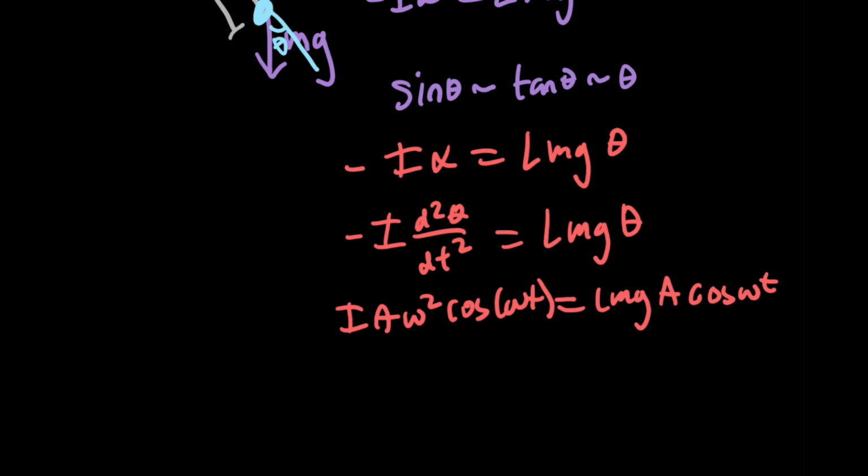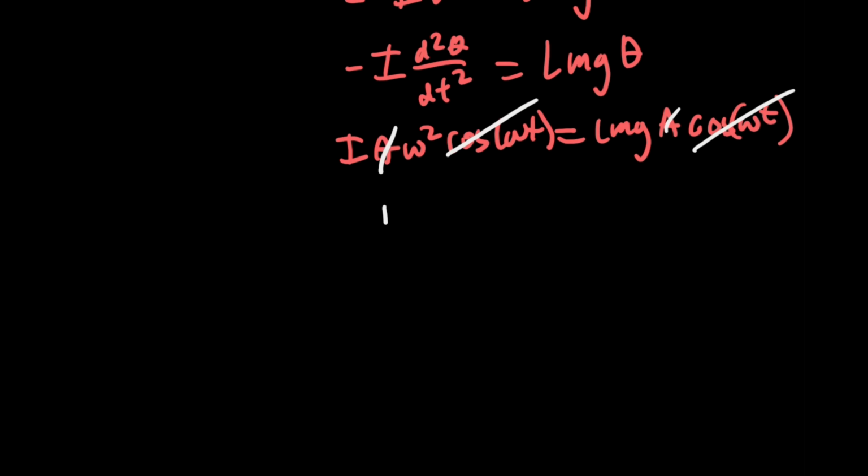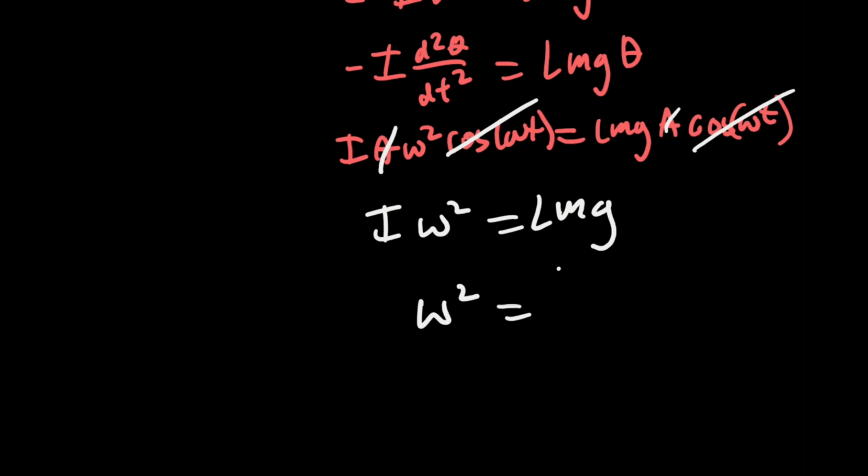So once we've done this, we can see that as with our previous differential equations, we're going to have a bunch of stuff cancel. So there goes our I's, there goes our cos ωt, there's our A cos ωt. So we're going to get I ω squared is equal to L m g. What does this mean? It means that ω squared is equal to L m g over I.